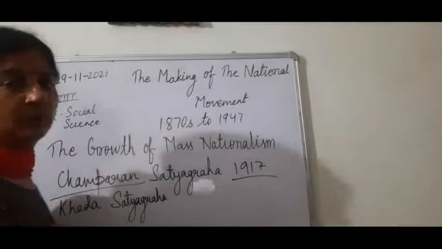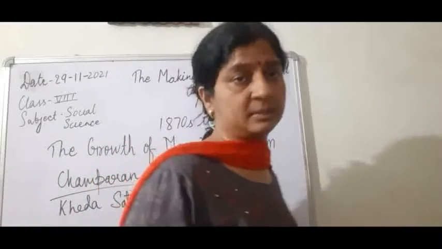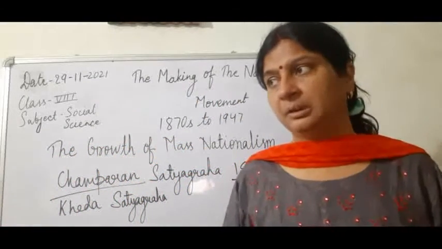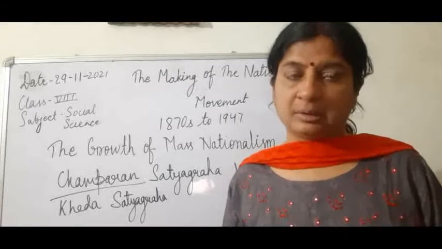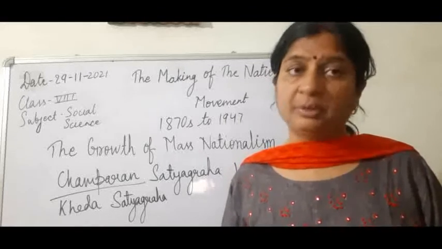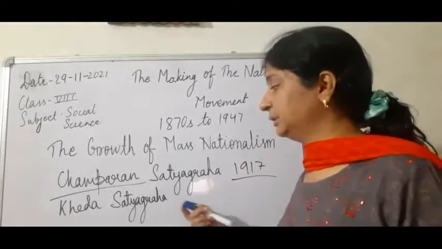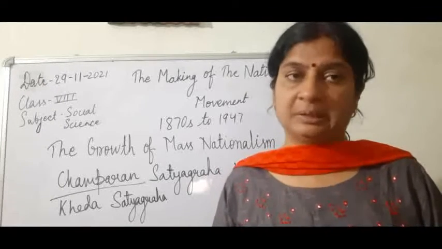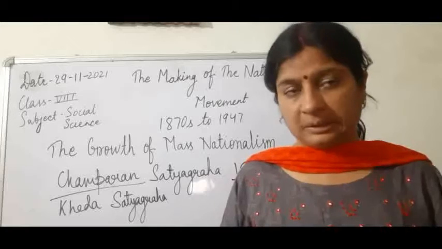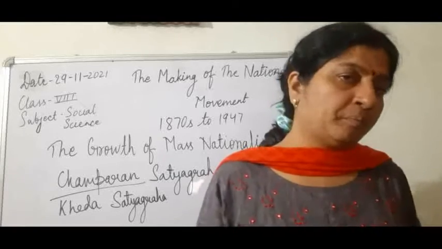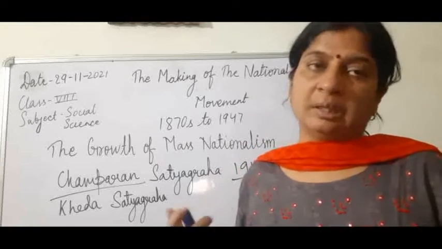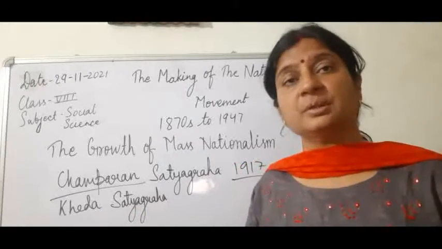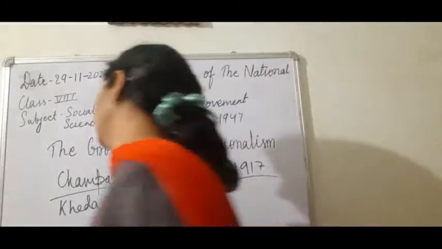This was for the peasants who had to give a high rate of interest, high rate of revenue. These peasants of Kheda were not ready to give a high rate of revenue to the British government, so they were against this. And in this movement, Gandhi led them, and this is known as Kheda Satyagraha. And then comes the Ahmedabad Satyagraha.